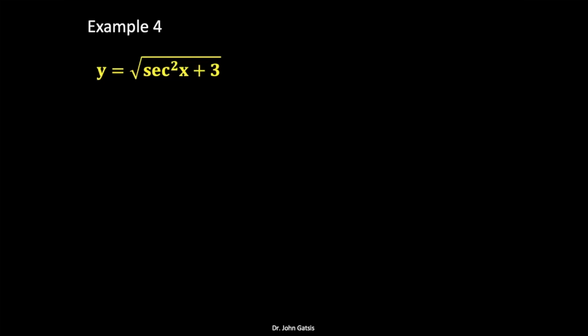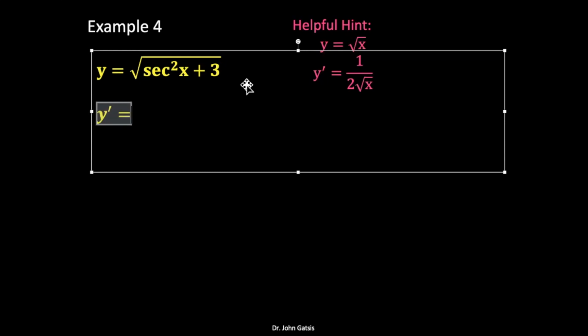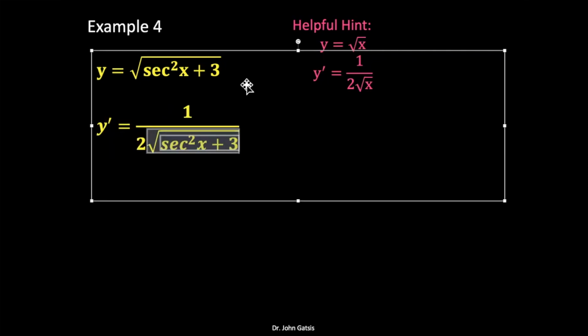In this next example, we have a radical function whose radicand involves a trigonometric function, secant squared x plus 3. Now, you recall that I did give a shortcut for square root functions in an earlier video. Let's apply this pattern to the example here on the outermost layer, which is to do 1 over 2 by the square root of that radicand. So in this case, that'll be secant squared x plus 3.